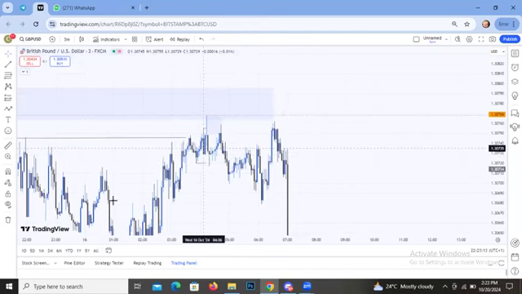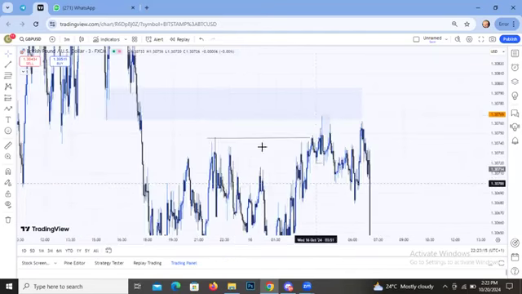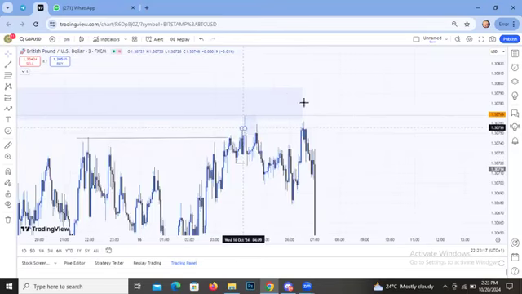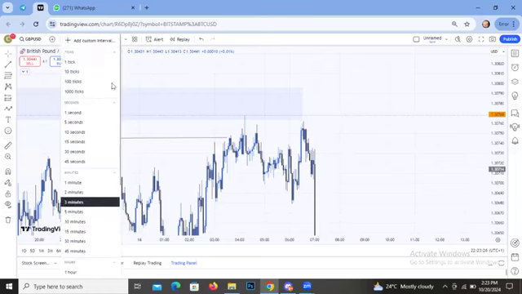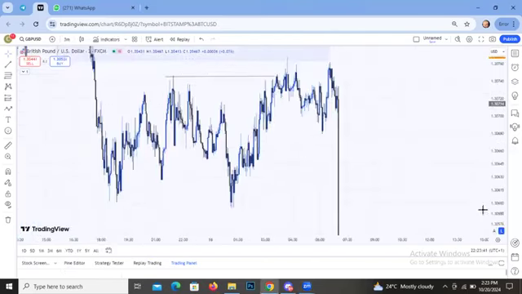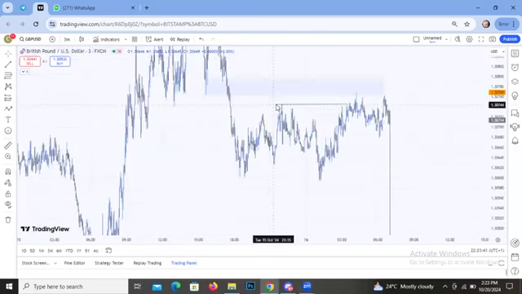Number one, note that the breaker block doesn't always give you this kind of entry. The one that will always give you this kind of entry is the order block. Let me show you another example.